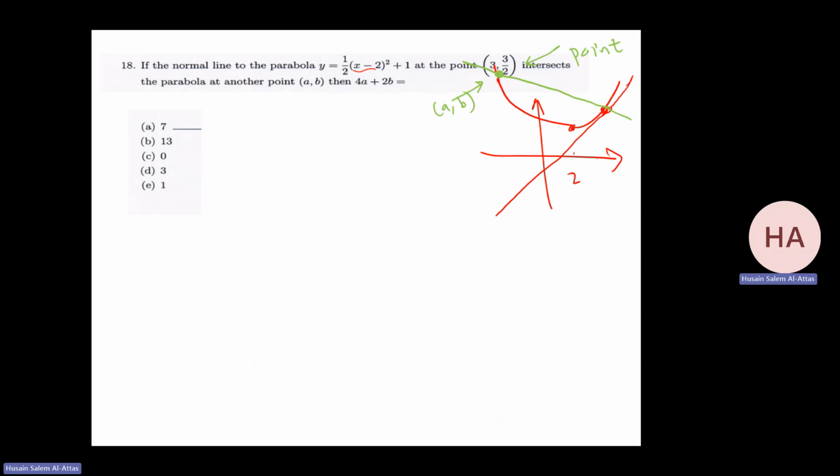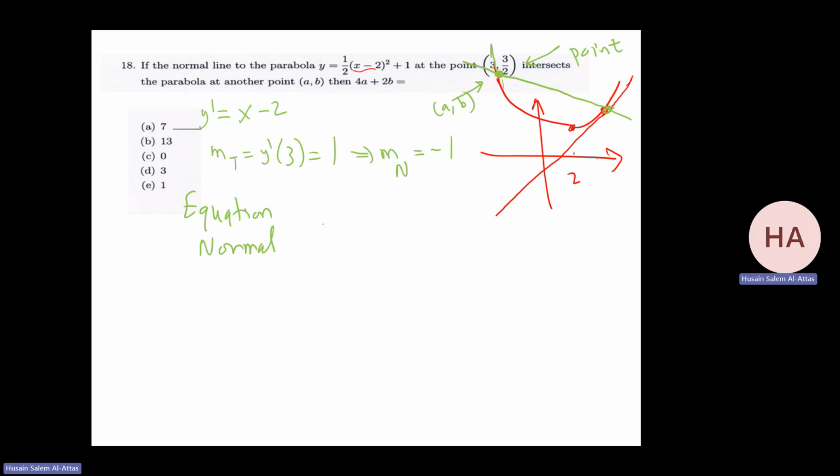Okay, so I need to find the equation of the normal line and find the intersection between the normal line and the parabola. And then we can find the point. So let me find the derivative first. Y prime will be 2x minus 2. The slope of the tangent will be y prime at 3, and that is 4. So the slope of the normal will be minus 1 over 4. What is the equation of the normal?